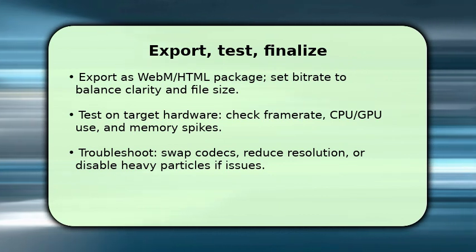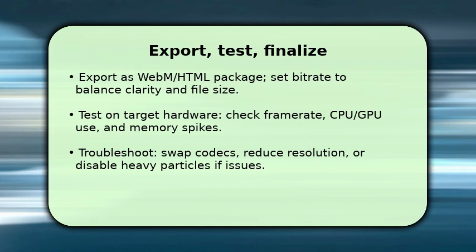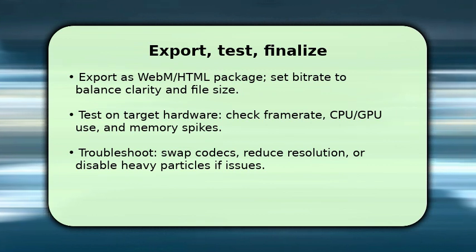If playback is unstable, try a different codec, lower bitrate, or reduce texture resolution. Alternatively, disable complex particle systems and test again. Once it runs smoothly, save a versioned copy and publish or share. One key troubleshooting tip: if stuttering persists, reduce resolution or convert to a more efficient codec to resolve it quickly.